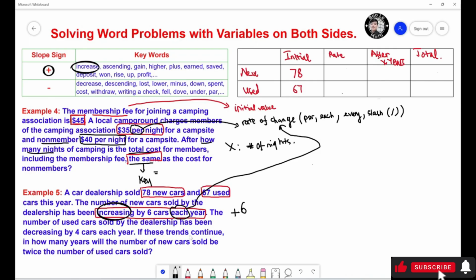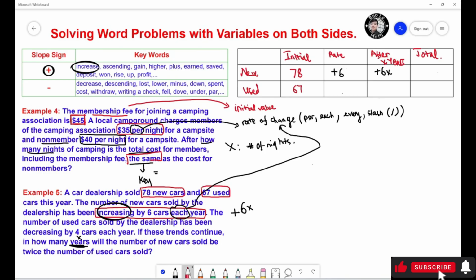Look at this one. If this trend continues, in how many years right here? So the question asks you how many years. You don't know how many years, you put S right here. So it should be 6 times S. So I put the rate right here. It should be 6 first. After S years, it should be plus 6S. Makes sense. You just read the question and analyze the question.